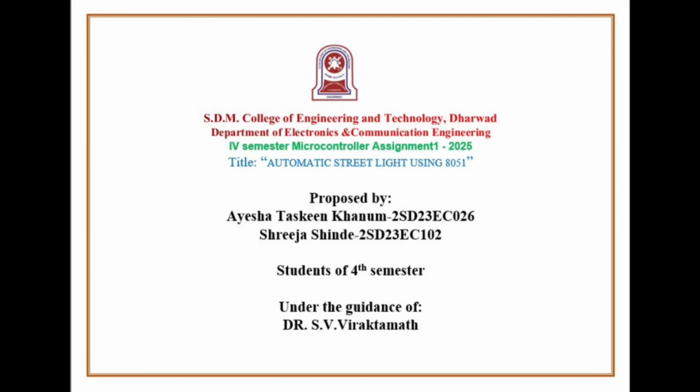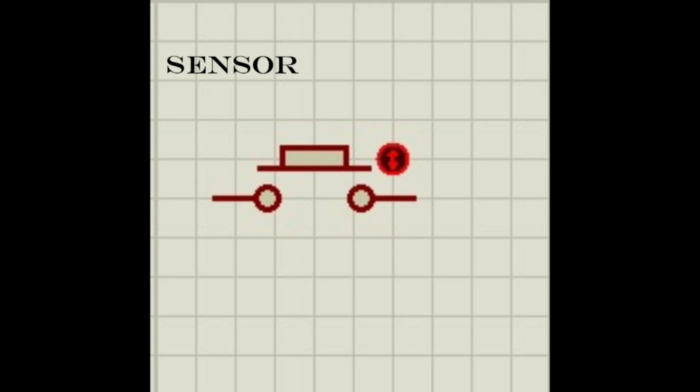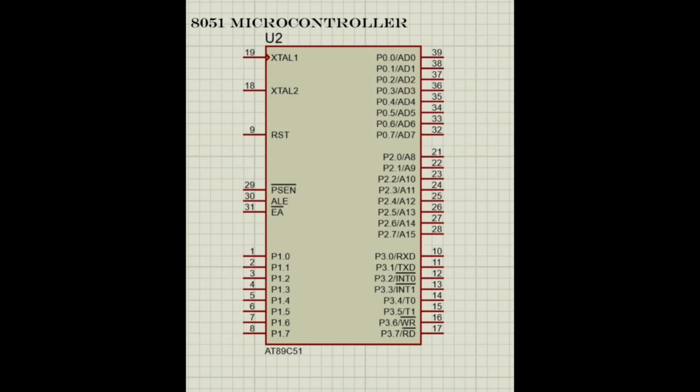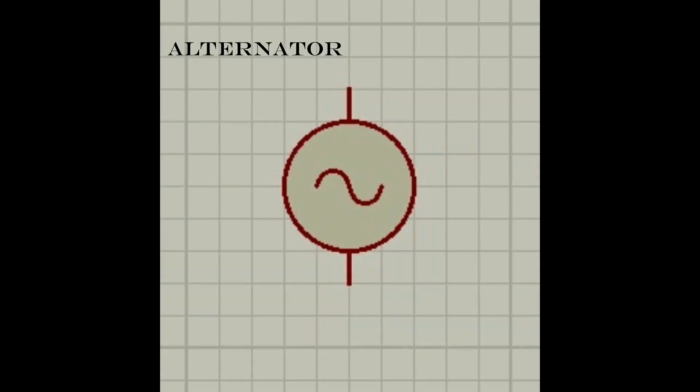Hello everyone, my name is Aisha with my teammate Shrija from the Electronics and Communication Department, 4th SEM B Division. This is a project named Automatic Streetlight using the 8051 microcontroller. This is a schematic picture of the circuit diagram. The components used here are a sensor used as a button, the 8051 microcontroller, transistor, relay, load and an alternator.